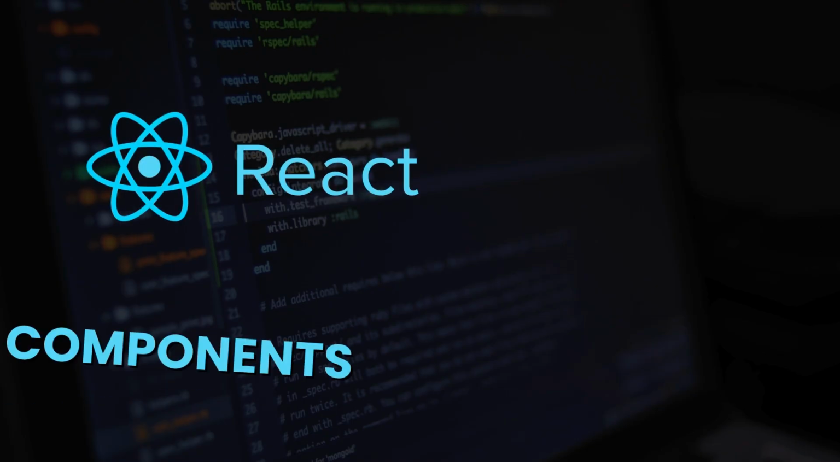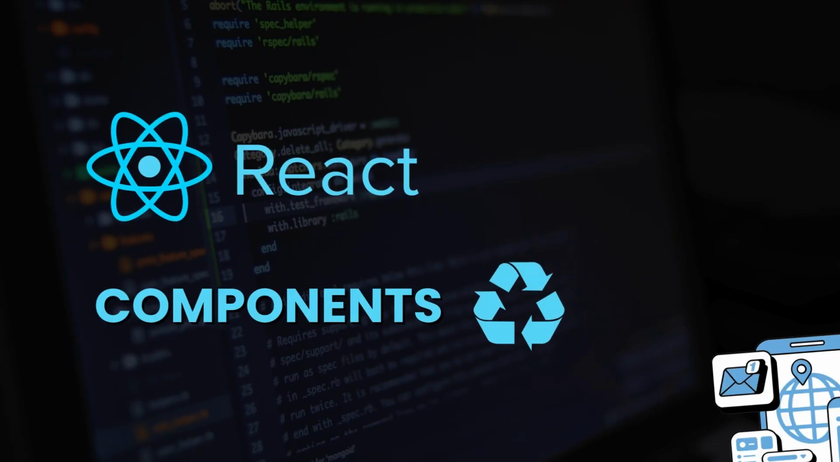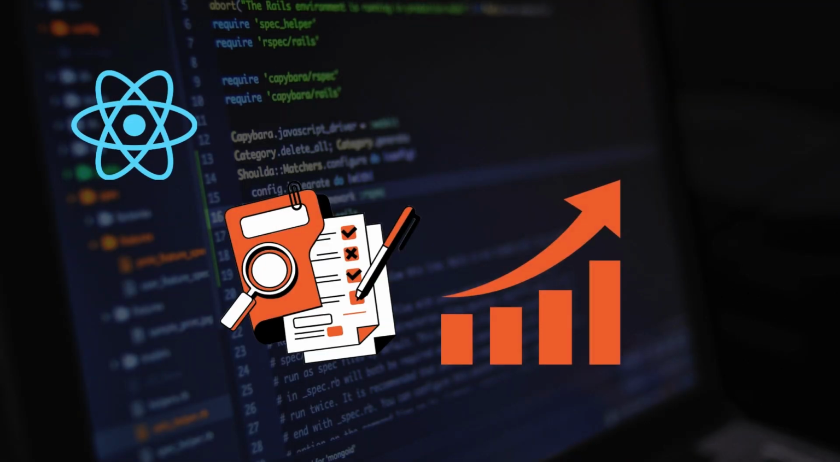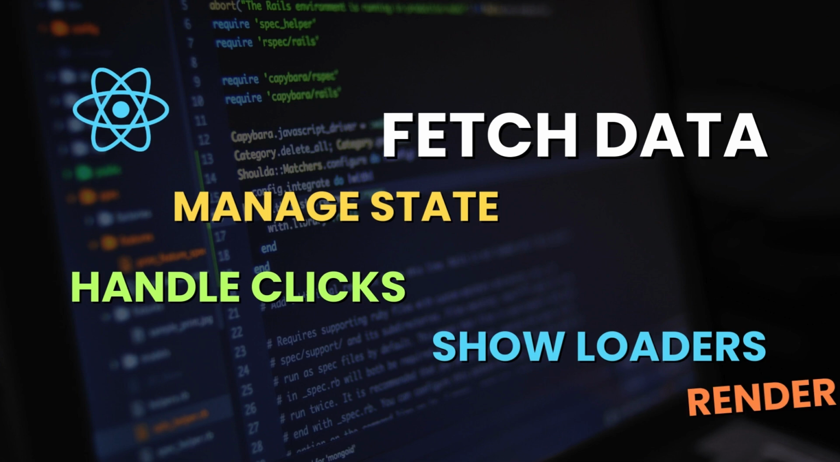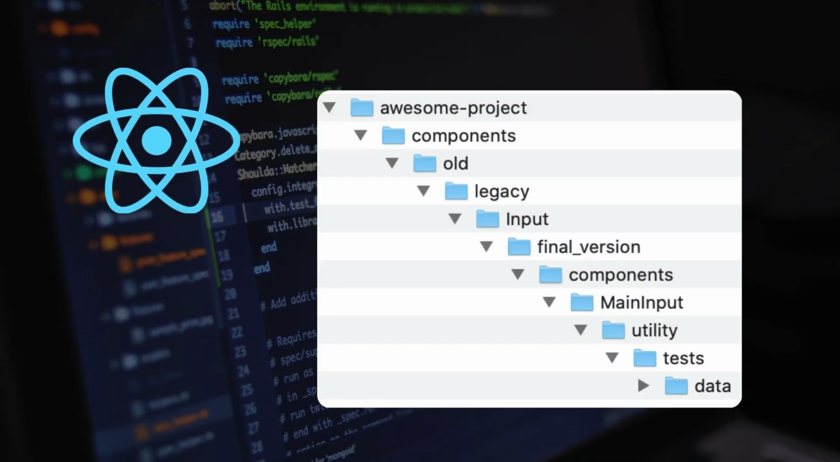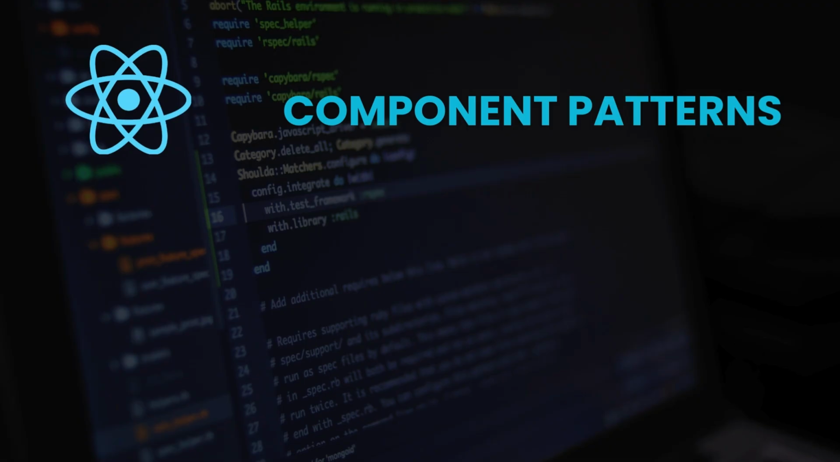React is all about components, little reusable pieces of your app. But as your project gets bigger, some components start doing too much. They fetch data, manage state, render UI, handle clicks, show loaders, all in one place. That can get messy, hard to test, and tough to update later. That's where component patterns come in.